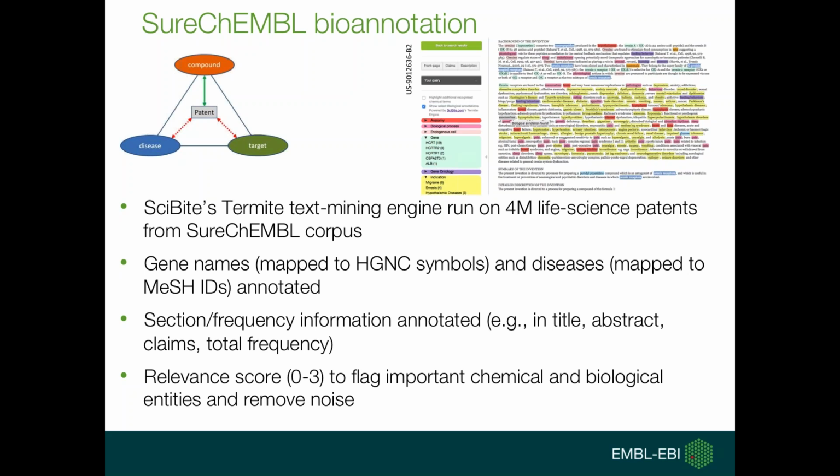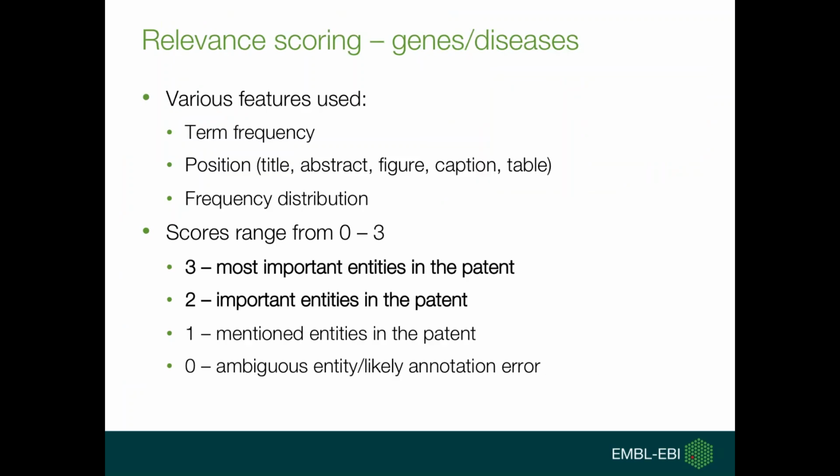And the other thing that we did is that we gave every entity a relevance score, an integer which ranges from 0 to 3. And this is because in patents, the inventors and the authors will trivially mention tens or hundreds of protein names and gene names and compounds in order perhaps to obfuscate. So we use some algorithms, some text mining algorithms to try and derive relevance score so that you can use the score in order to remove the noise and focus on what is perceived to be the most important entities. So this is how we did that.